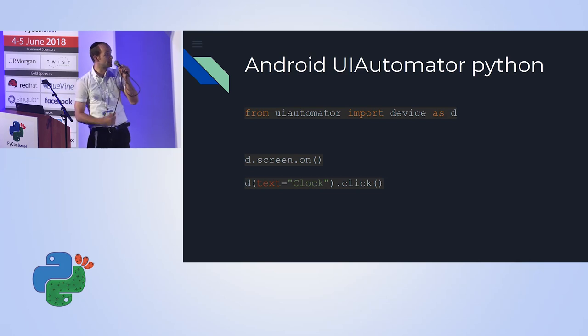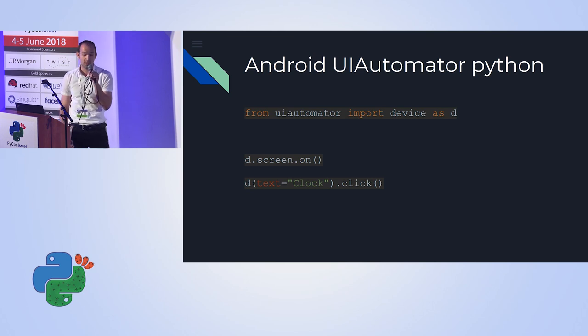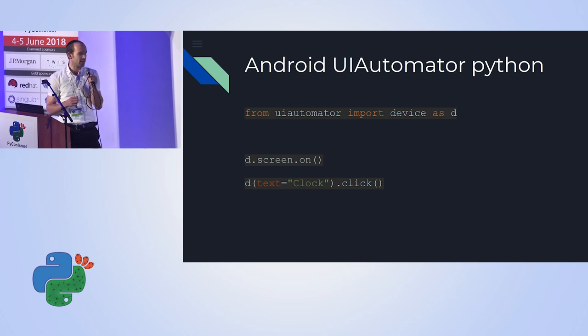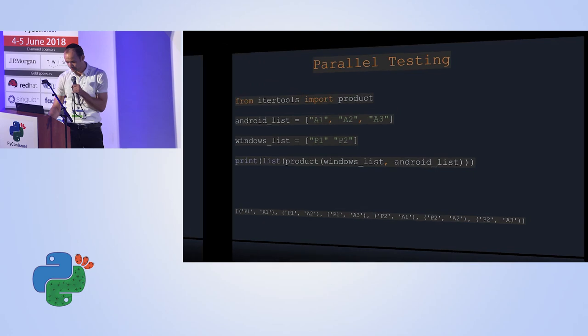So this is about Windows automation. About Android automation, there is a really cool and really Pythonic Python package, which is basically a wrapper for UI Automator on Android. You can initialize the device, turn the screen on, do clicks, and every action the user can do, you can do in your automation also. It's very Pythonic and very, very easy, as you see.